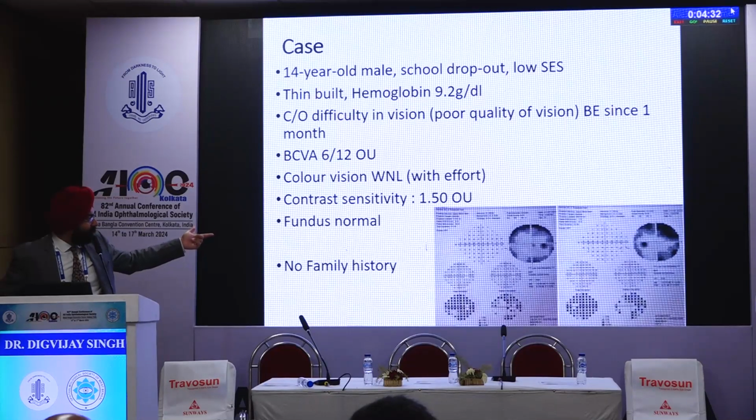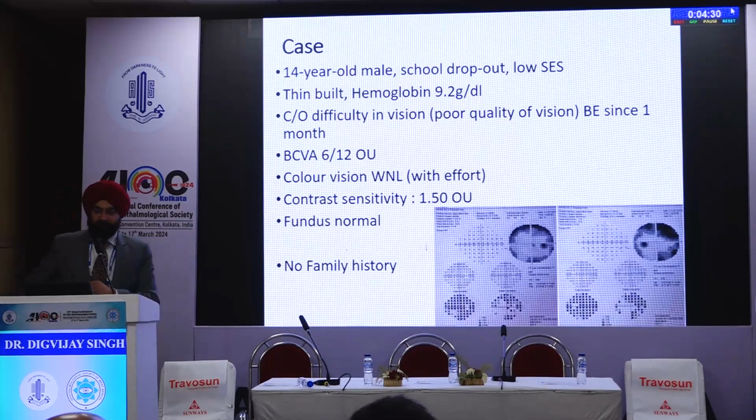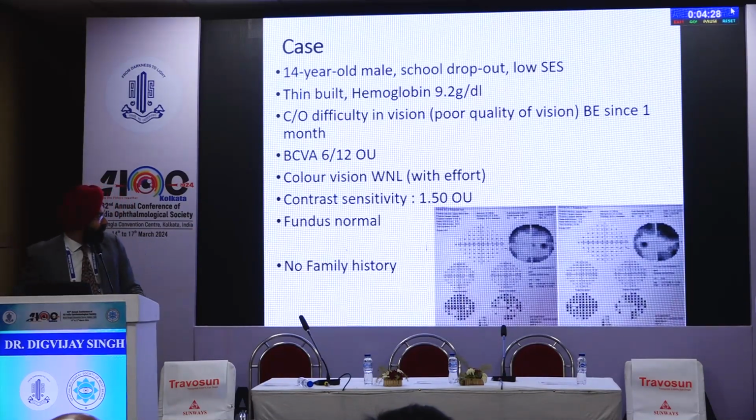But when you look at the visual fields, you can see that there was a field defect in both the eyes, a generalized depression with a slight peripheral constriction and a central field defect.